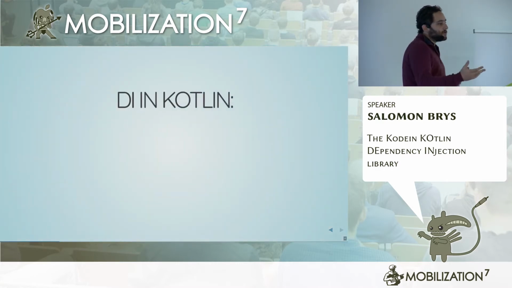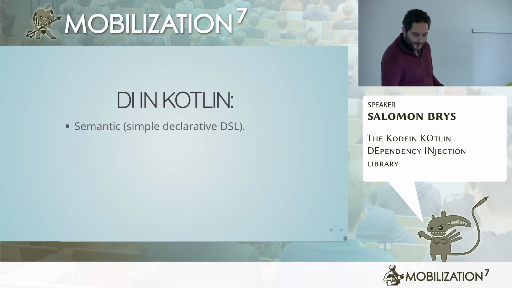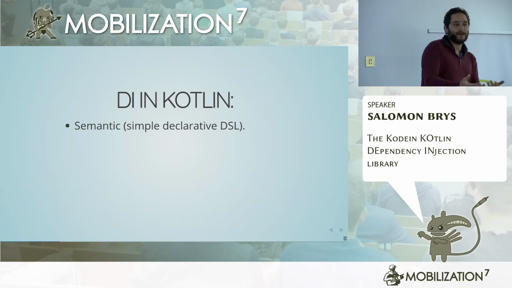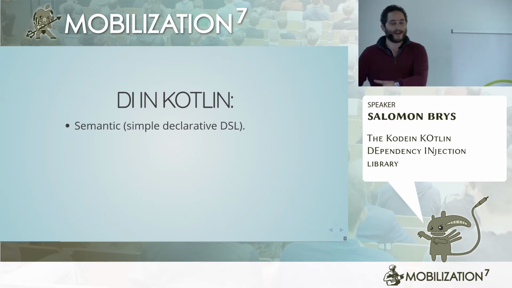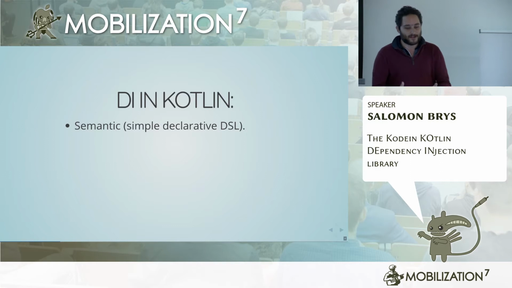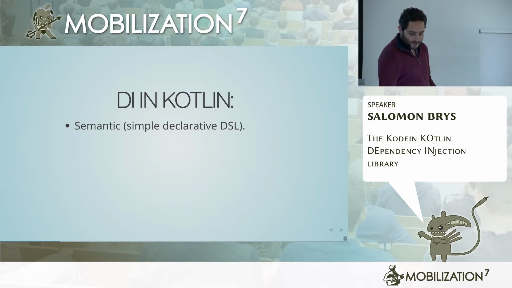So what are the goals for a DI library in Kotlin? Okay, what are we looking for? And this is my pick. My pick is that first and foremost we're looking for something semantic. If I'm binding this with that, I want to write bind this with that. I want to read my code and understand it immediately. Okay, so I want a simple declarative domain-specific language.